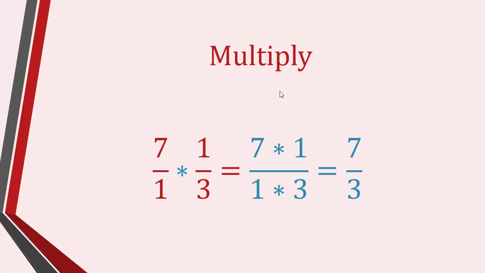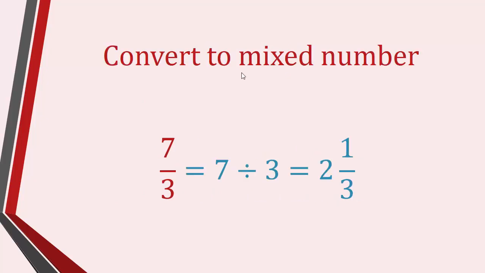We now multiply. 7 times 1. 7 times 1 here equals 7. 1 times 3 equals 3. And we convert to mixed number. 7 over 3 is equal to 7 divided by 3, which is 2, 1 remainder over 3.